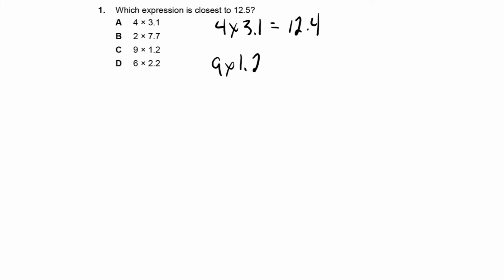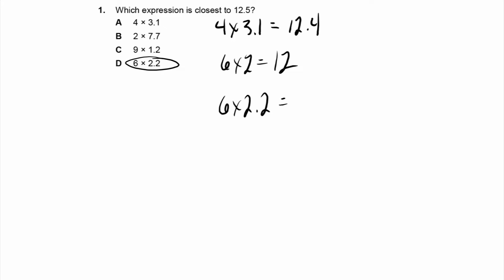9 times 1.2, same thing. I'm just going to multiply the 9 times the 1, and of course that's 9, which is also not close at all. And finally, 6 times 2.2. 6 times 2 is 12, so that's getting into the right range. But if I actually do the 6 times 2.2, I end up with 13.2. So the one that is closest to 12.5 is A, 4 times 3.1.